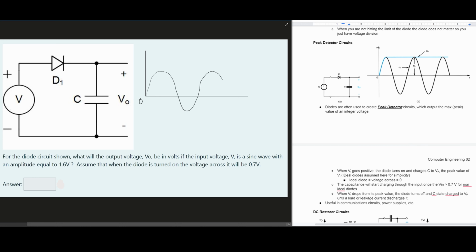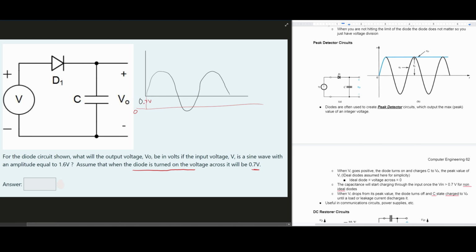This again is for an ideal diode where it's at 0, but notice it's not at 0. We're assuming the diode is turned on and the voltage across it is 0.7 volts. So this should be 0.7 volts right here. If we wanted to continue the graph down, we could say this would be a 0 here, right? It turns on at 0.7.